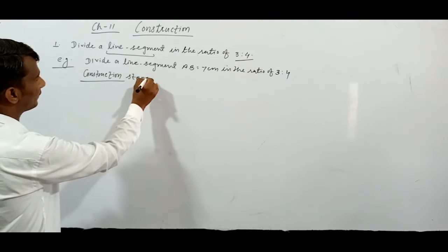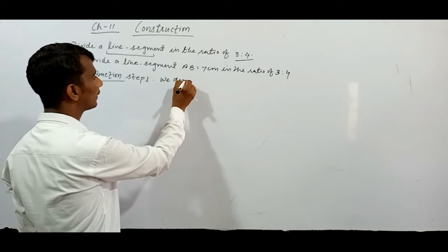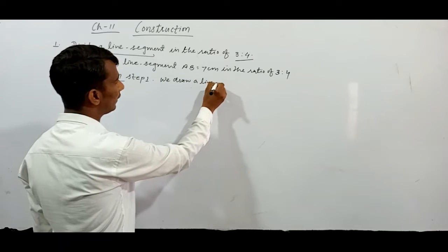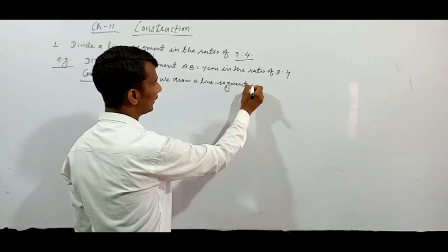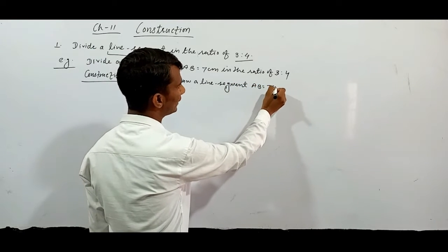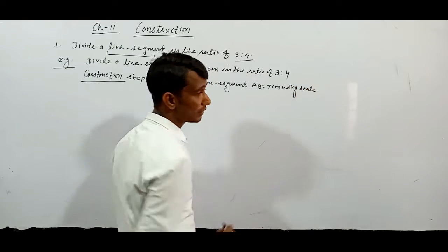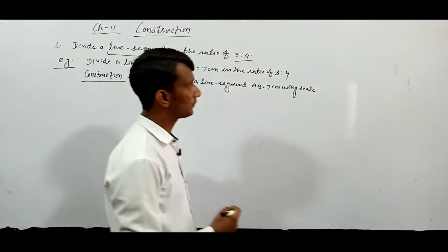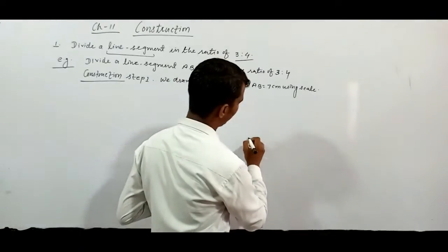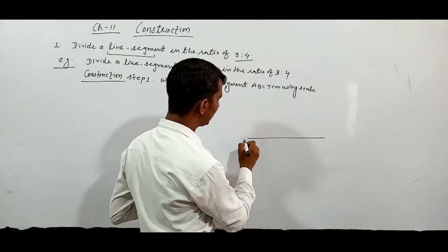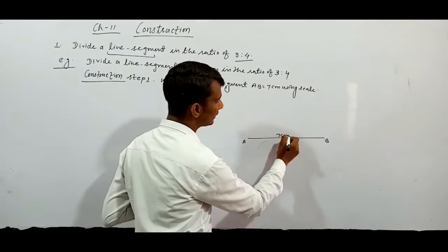Step first, we draw a line segment AB equal to 7 centimeter using a scale. Okay. Now draw a figure. This is the line segment AB, and the length of AB is 7 centimeter.